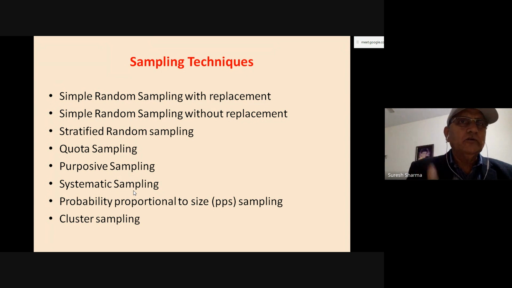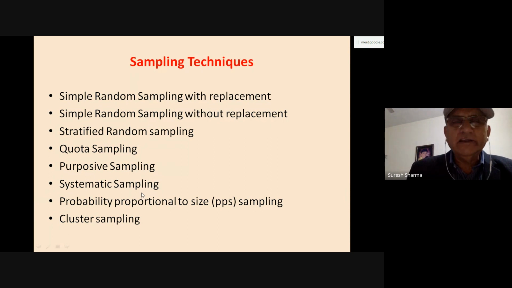Then the first household that will get selected will be number 8. And the rest of them will be automatically selected according to your sampling interval. Your sampling interval is 1,000 by 100, that is 10. Now you add 8 plus 10. So the next household will be 18, next will be 28, next will be 38, next will be 48, and so on, till you get your sample. So this type of sampling is called systematic sampling.